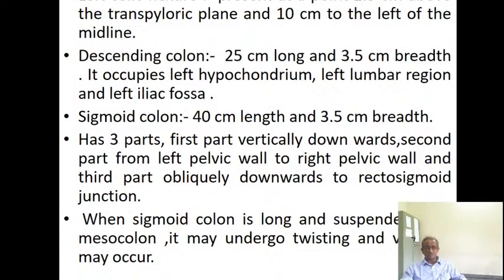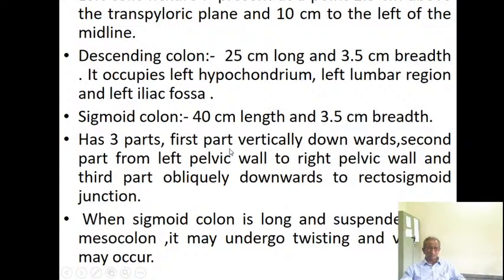And the left colic flexure is represented by a point 2.5 centimeters above the transpyloric plane and 10 centimeters to the left of the midline. The descending colon is 25 centimeters long and 3.5 centimeters in breadth. It occupies the left hypochondrium, left lumbar region, and left iliac fossa. The sigmoid colon is about 40 centimeters in length and 3.5 centimeters in breadth.